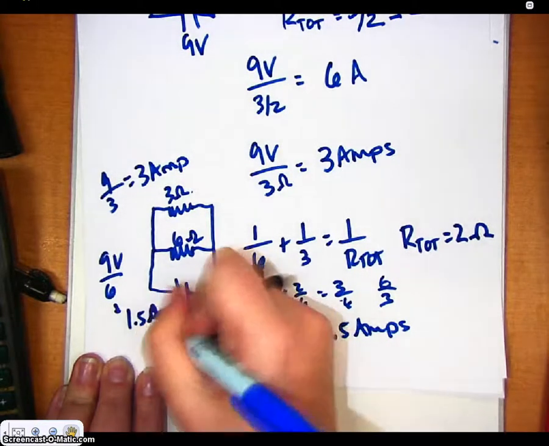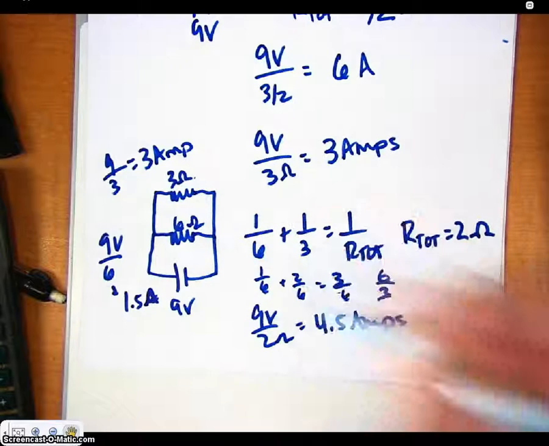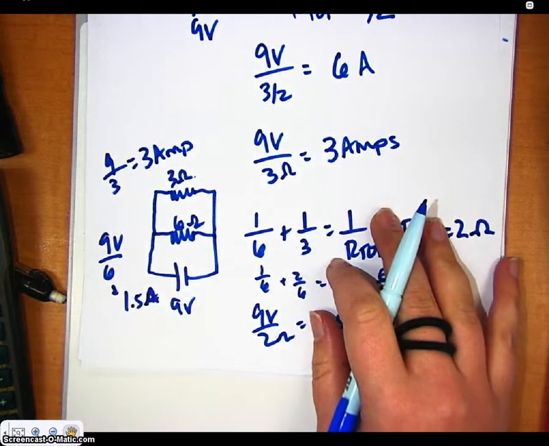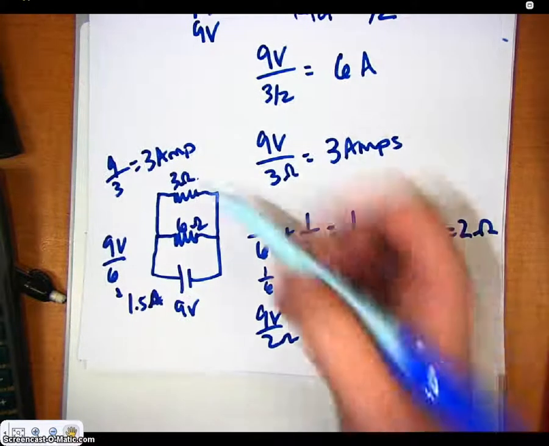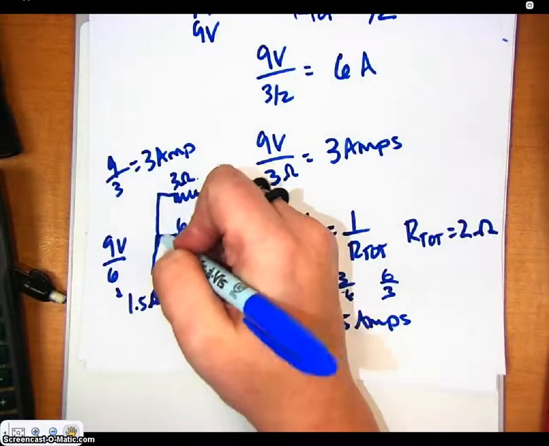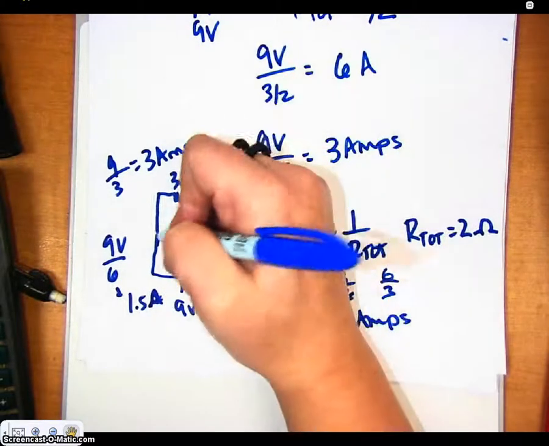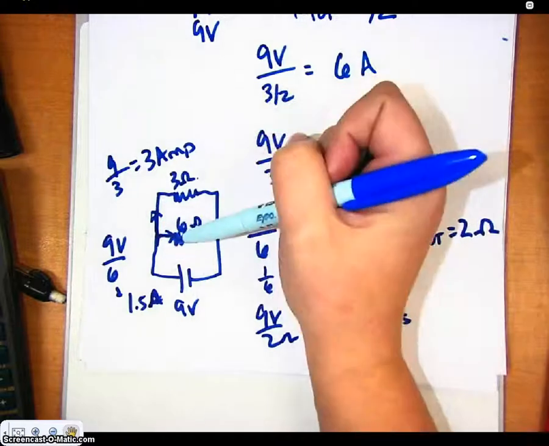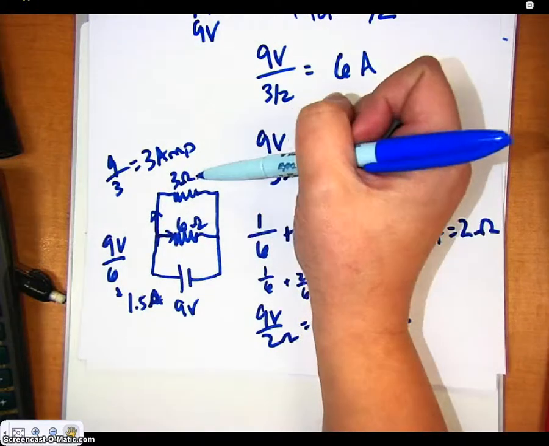Now I'm sure you've heard the term follow the path of least resistance. Well, this is where it comes from, right? You're only going to have 1.5 amps going here, but you're going to have 3 amps going there, because more current is going to follow the path of less resistance.